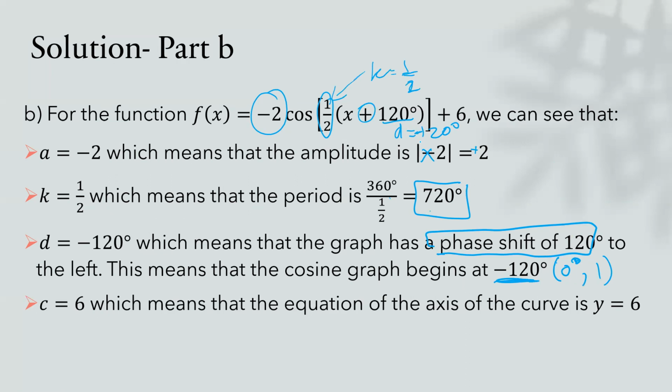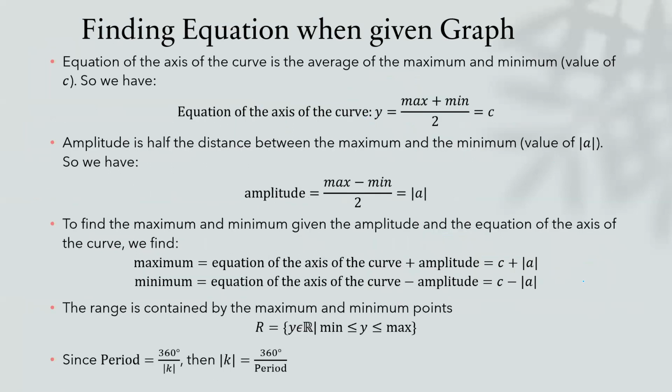And the C value of 6 means that the equation of the axis of the curve is 6. So if you want to write it as an equation, it's just going to be y is equal to 6. So when you're finding the equation, if you're given the graph, you want to remember all these key pieces of information we gave before. I'm not going to go over this, although you should already know this.